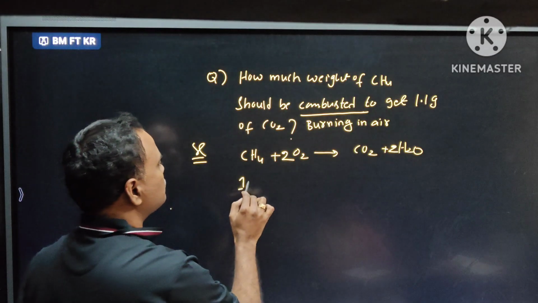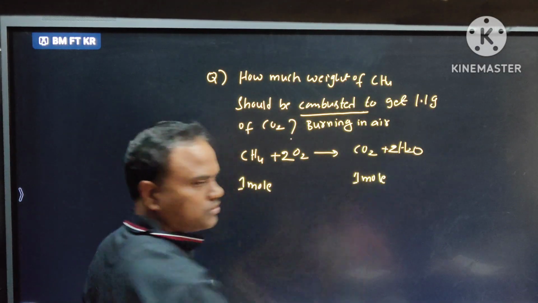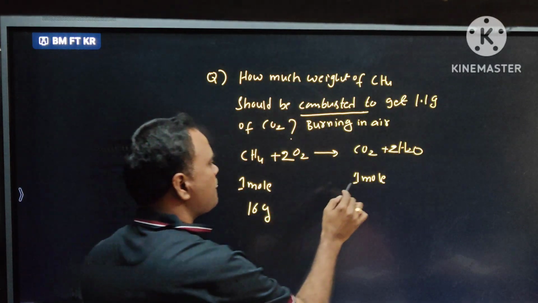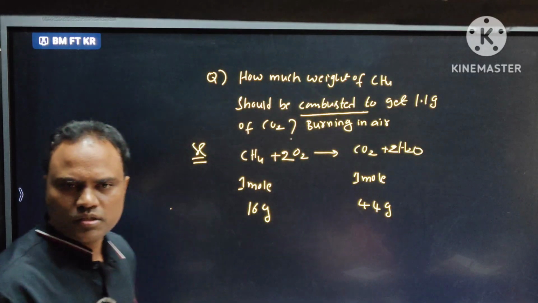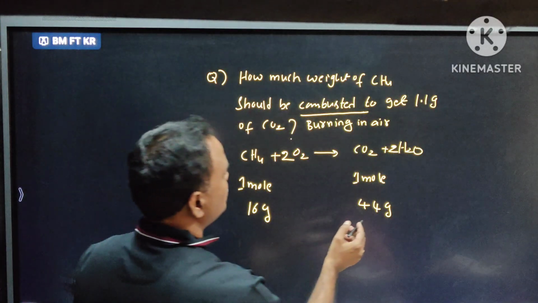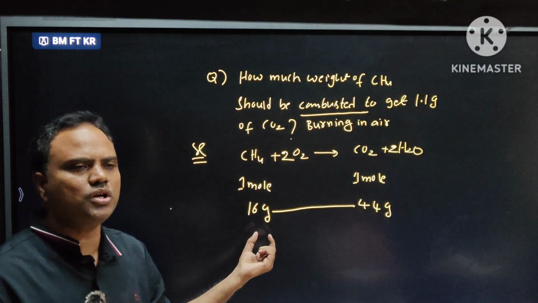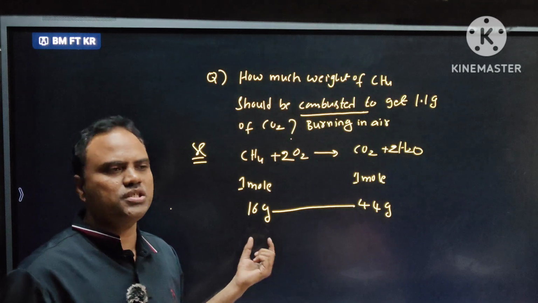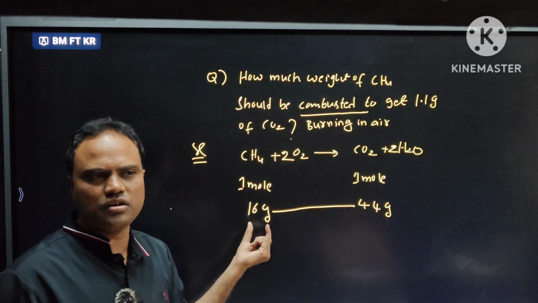What is the relation? 1 mole is giving 1 mole. 1 mole of methane weighs 16 grams. 1 mole of CO2 is 44 grams. Right. So to get 44 grams of CO2, how much weight should be heated? 16 grams. To get 44 grams of CO2, you should take this much weight of methane.